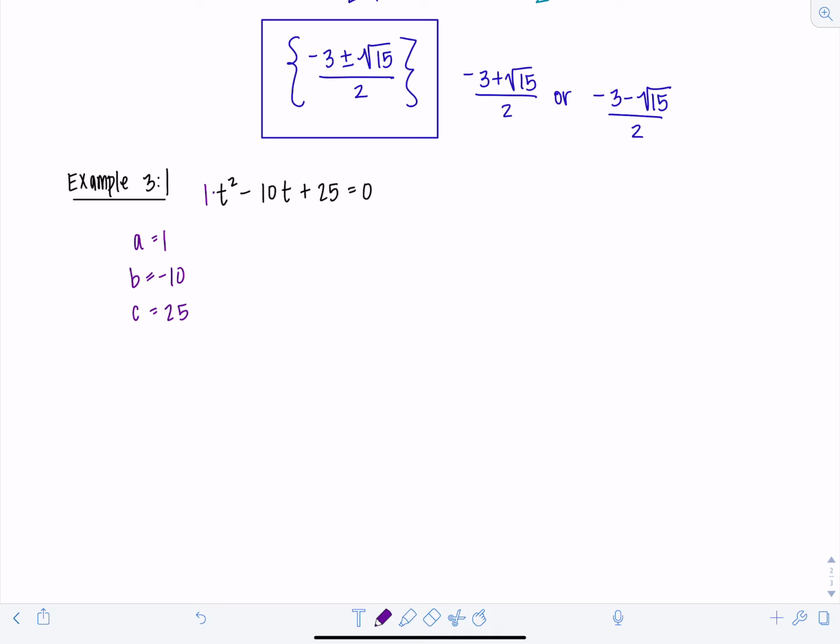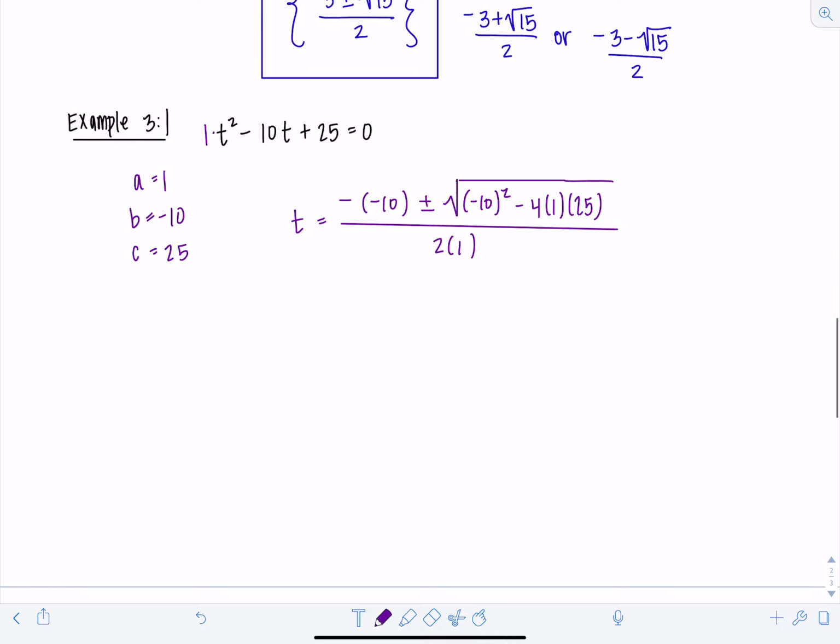Now in this case, the variable we're working with is t. So we're going to write t equals the opposite of b, so negative 10, plus or minus the square root of b squared, so negative 10 squared, minus 4 times 1 times 25, all over 2 times 1.